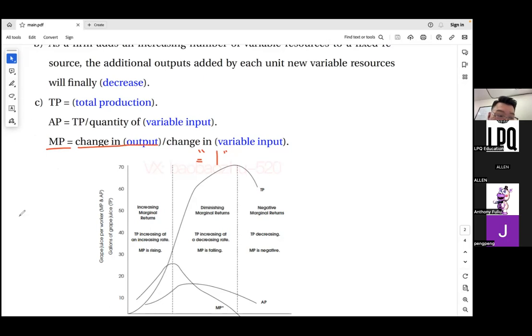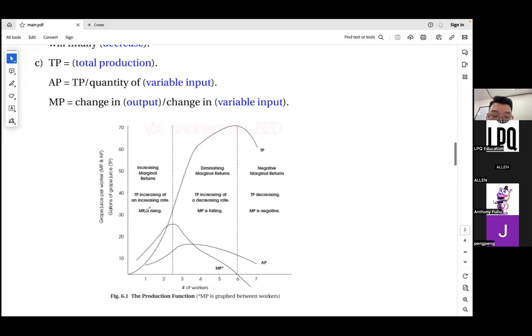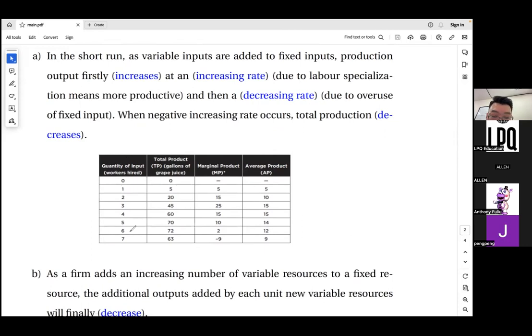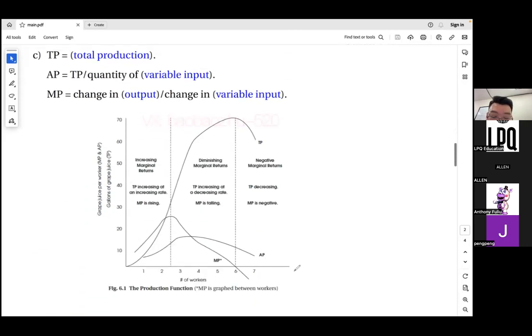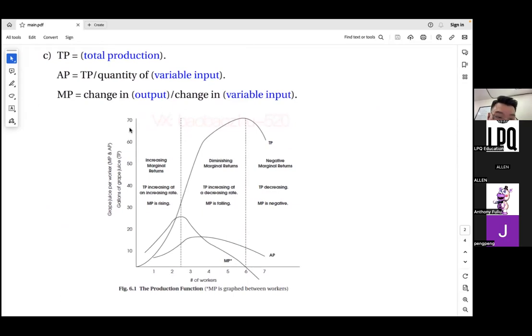So the next step: if we graph that table, how can I graph it? I build a coordinate system. I use my horizontal axis to represent the first column, how many units of labor I hire. The vertical axis is just quantity, so I put a big Q here. Q just means quantity.